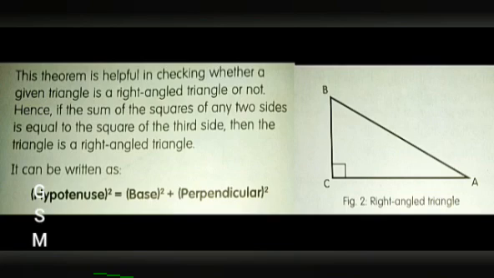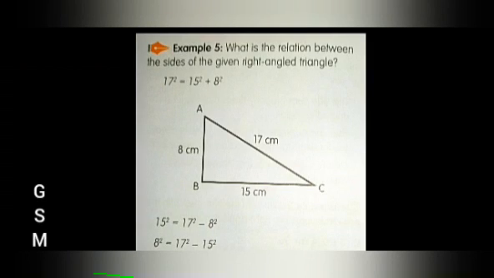This theorem is helpful in checking whether a given triangle is a right angle triangle or not. Hence, if the sum of the squares of any two sides is equal to the square of the third side, then the triangle is a right angle triangle. It can be written as hypotenuse squared is equal to base squared plus perpendicular squared. Let us see an example.